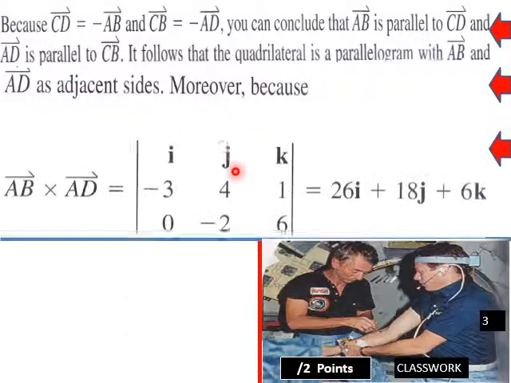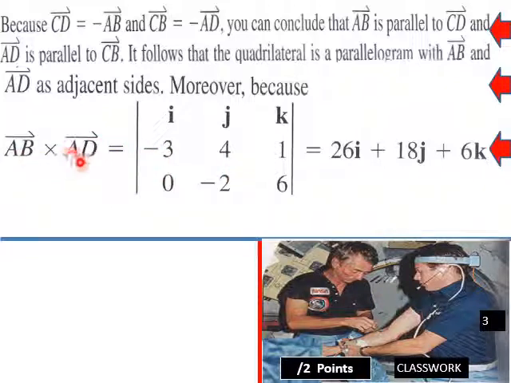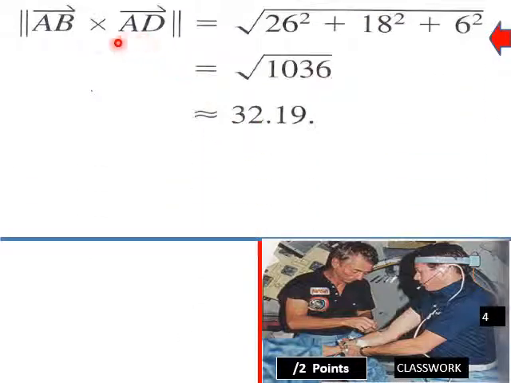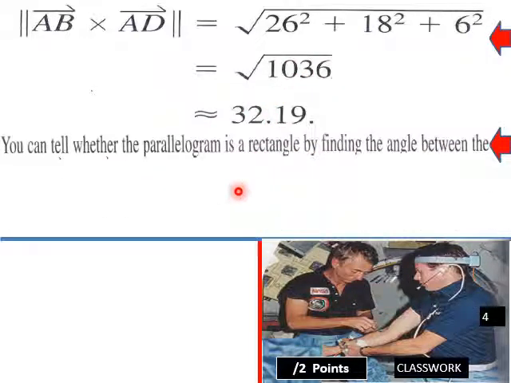Moreover, because vector AB times vector AD, and then here is our array, ijk, when you multiply this out, it comes out to 26i plus 18j plus 6k, and then the area of the parallelogram is the magnitude of vector AB times vector AD equals this. So we put this underneath a radical. We have radical 1036, which comes out to 32.19.